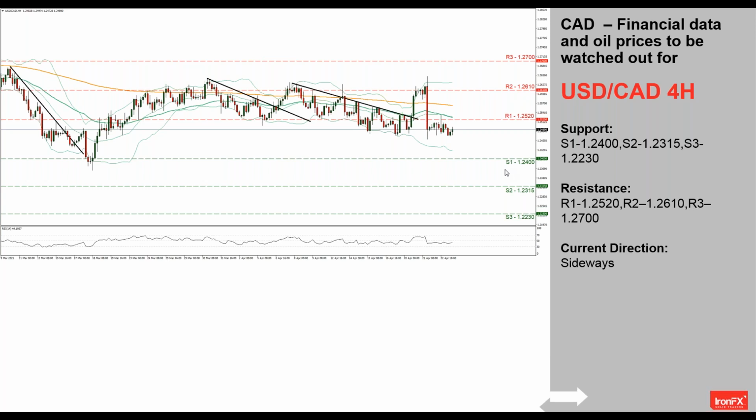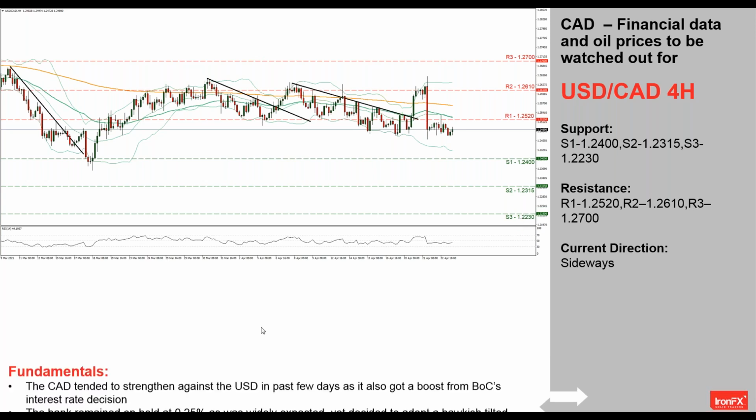To the downside, we note the 1.24, which was last tested at around the 17th of March, even lower the 1.2315, and the last bearish barrier would be the 1.2230.